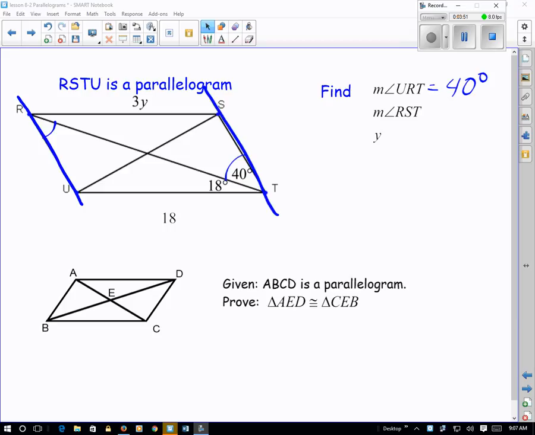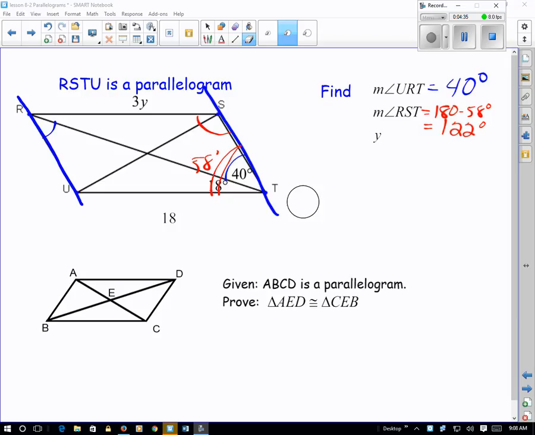For angle RST, angle RST is this angle. So we have angle UTS, which has a measure of 58 degrees. So we see consecutive interior angles there, and we know that angle RST has to be supplementary to the 58. So 180 minus 58 gives us that the measure of angle RST is 122 degrees.